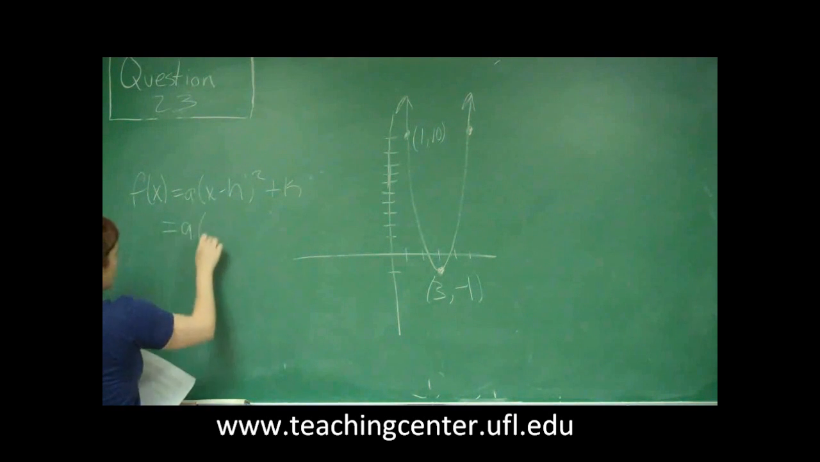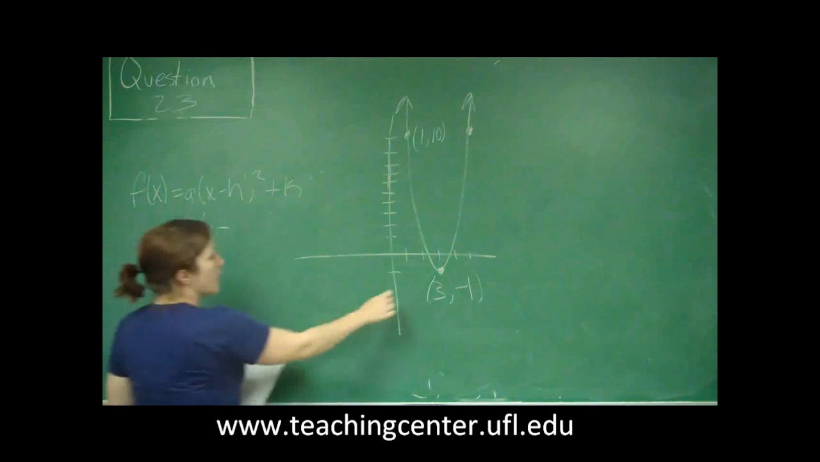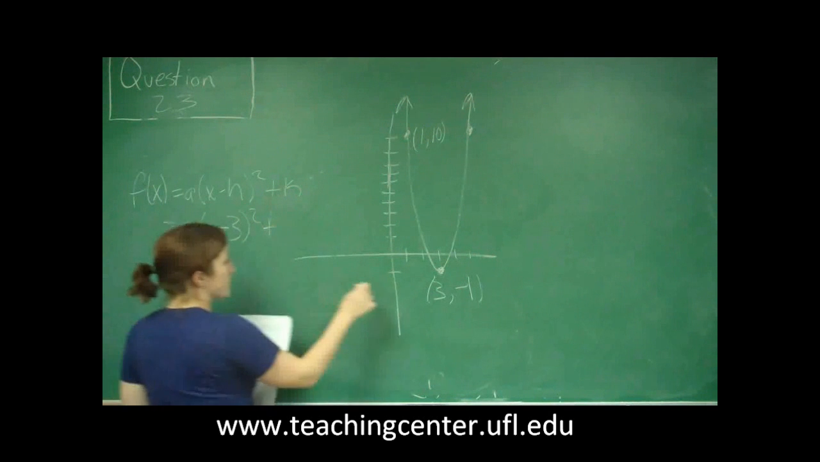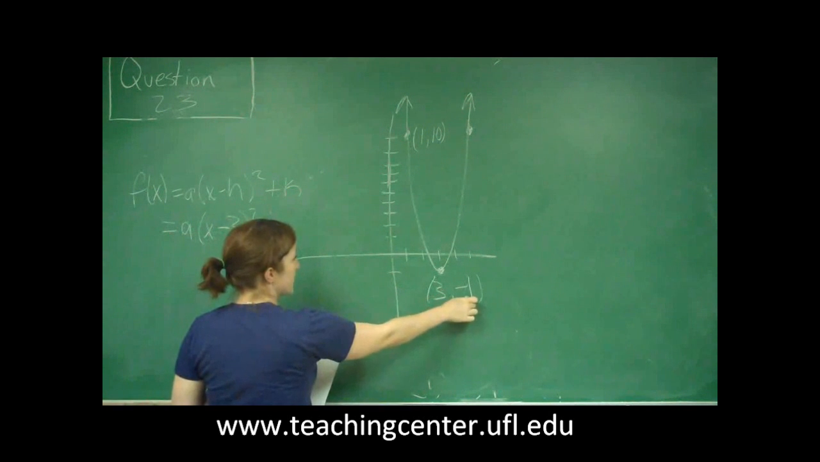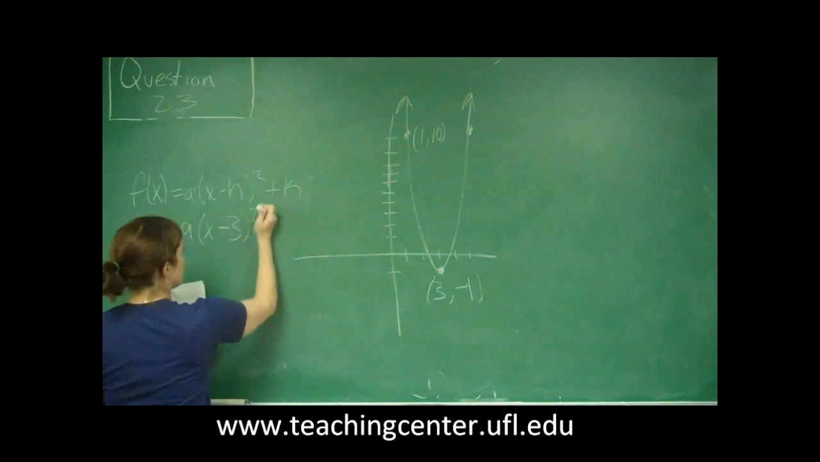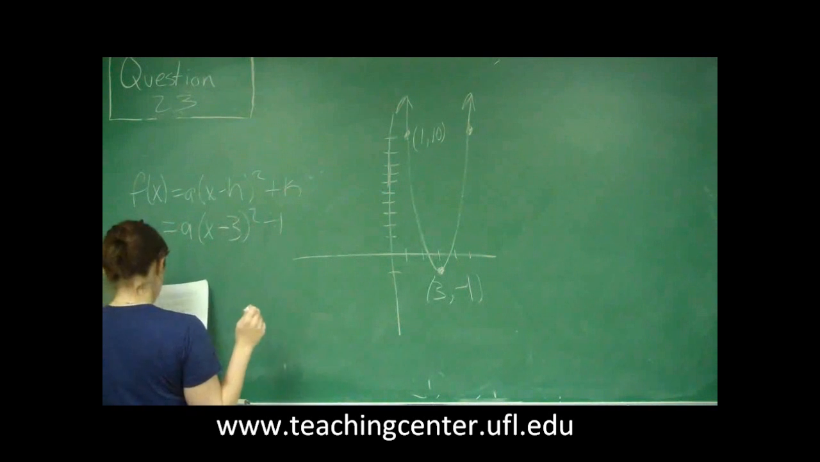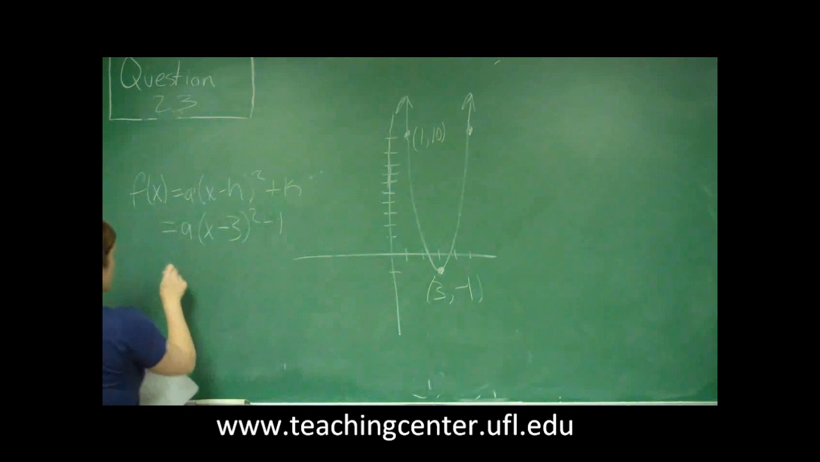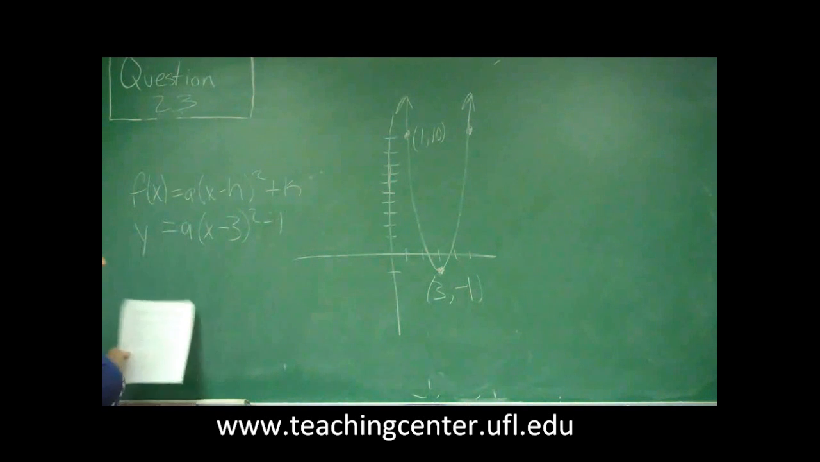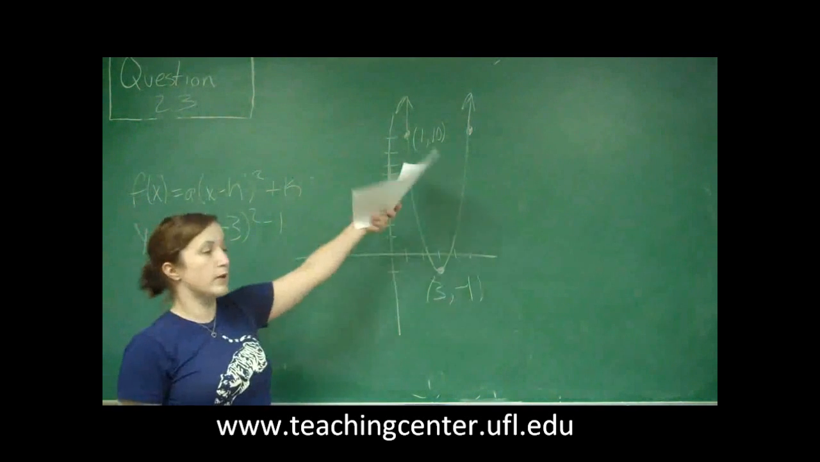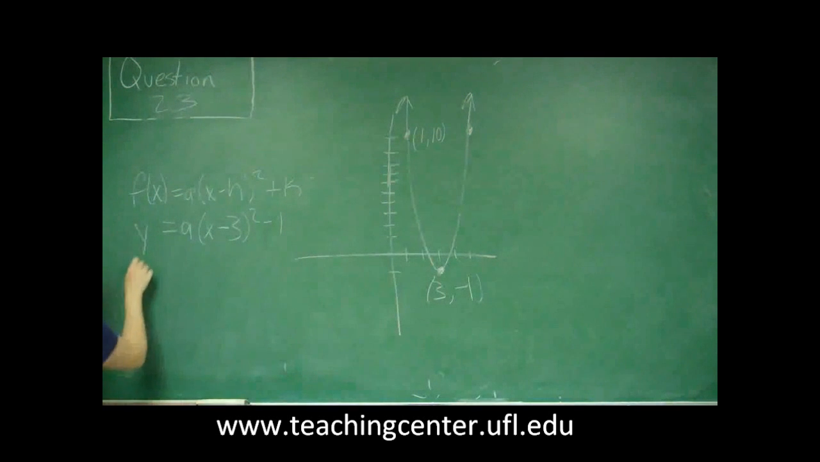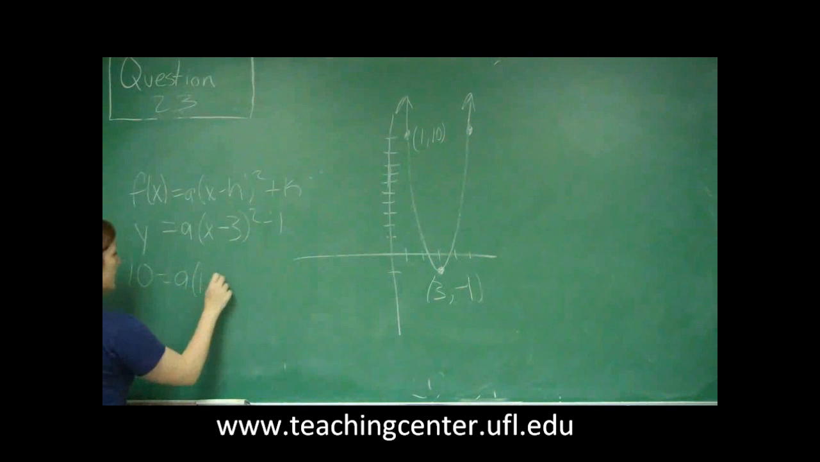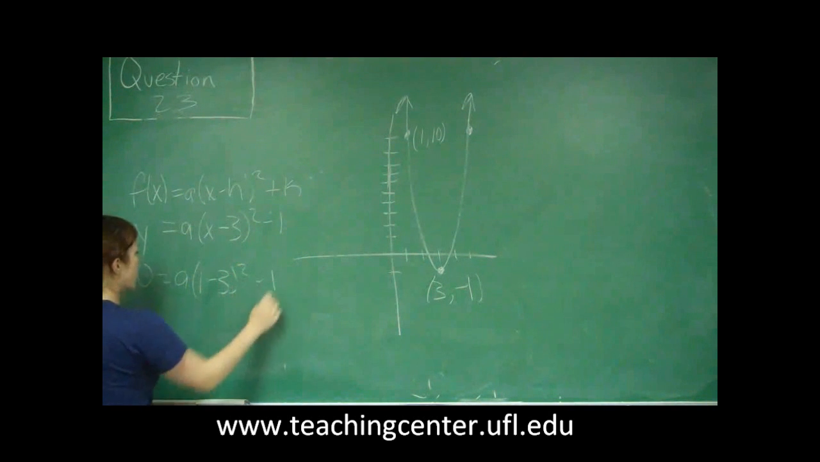So we have a times (x - 3) quantity squared plus our k value, which is the k for our vertex, -1. Now we need to figure out the a value, and this is all equal to y. We can figure out the a value by plugging in the point (1, 10), because we know that 10 has to equal a times (1 - 3) quantity squared minus 1.